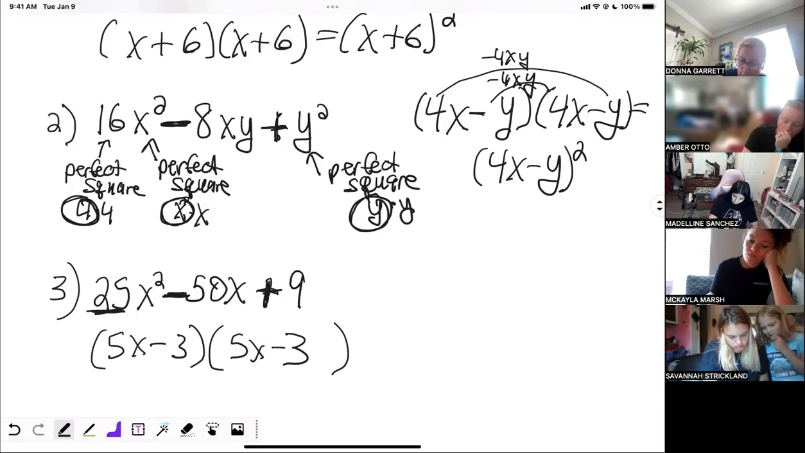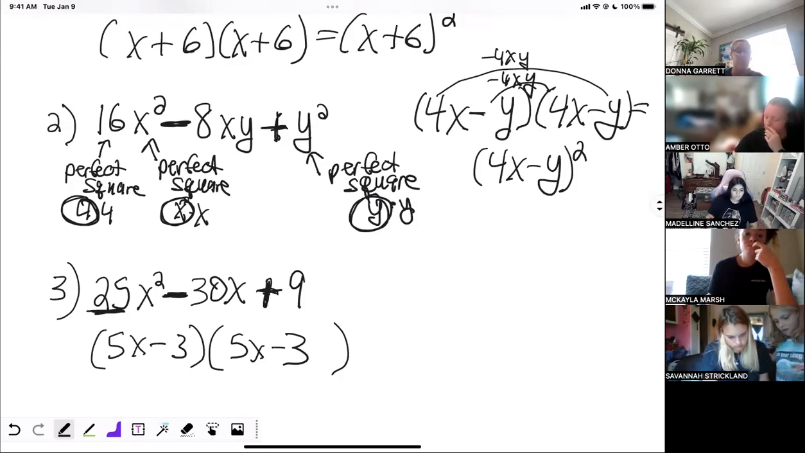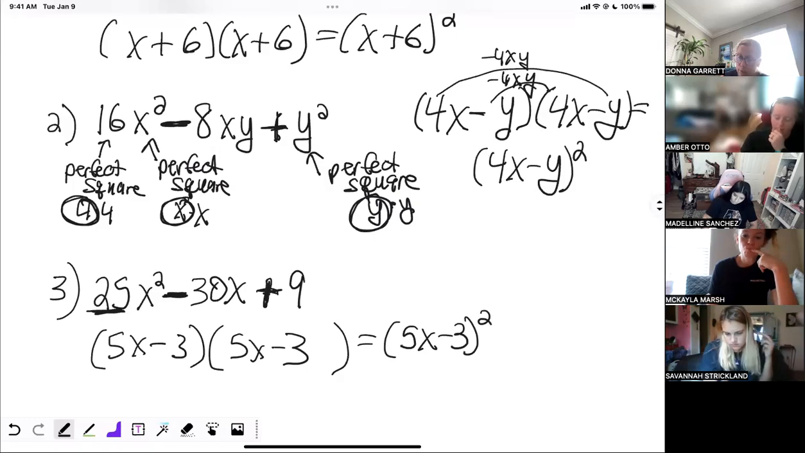And I think I actually wrote it down wrong. Hold on a second. Ooh, I really wrote it down wrong. That should be a 30. Sorry. With that 50 it should be 30, I wrote it down wrong. And then that would be 5x minus 3 squared.